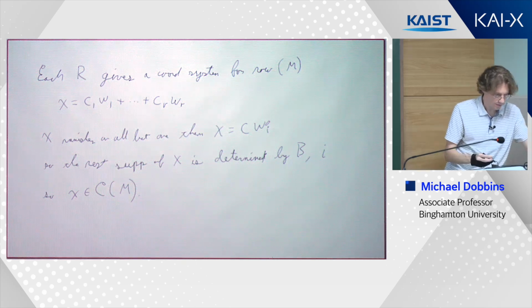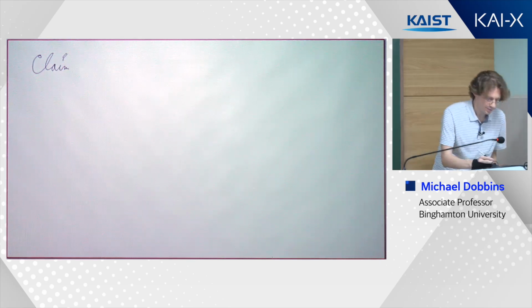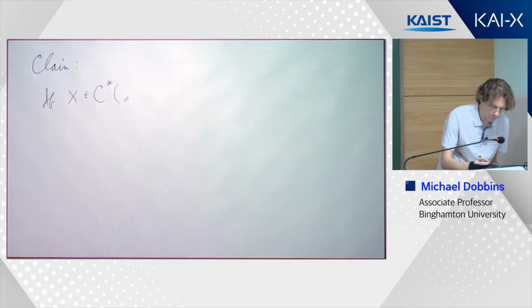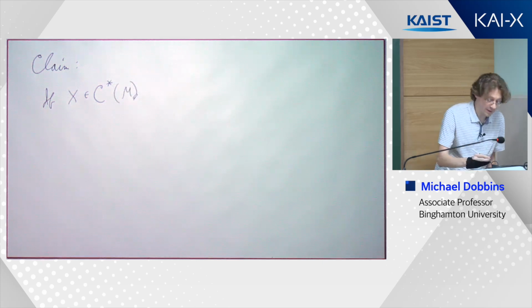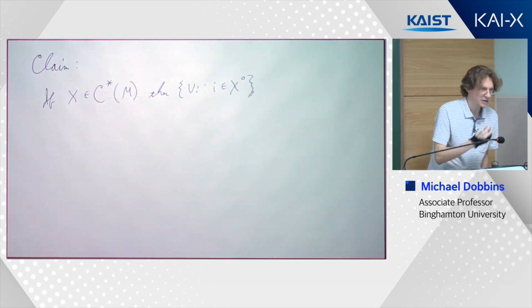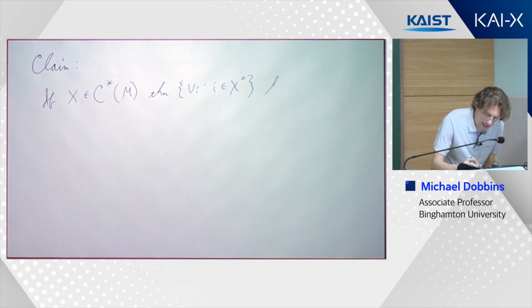So I claim that if X is a cocircuit of M, then if I look at the other vectors that are not in the support of X, those vectors have to have rank r minus 1.